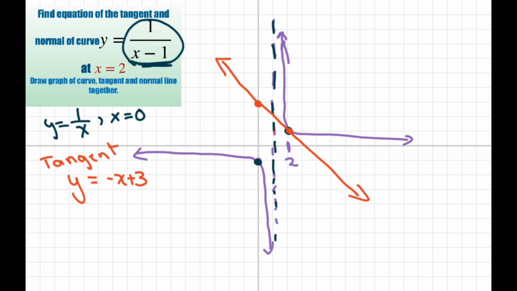And what was the normal? The normal was y equals x minus 1. So that's where you start here, go up 1 over 1, up, so it hits here as well. So there's your normal, right through there. Your normal's perpendicular to the tangent.